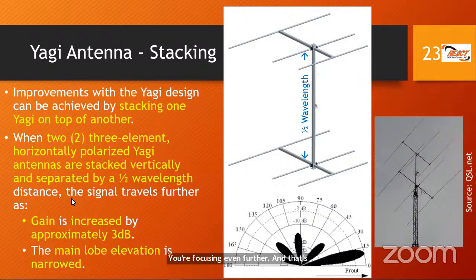And that's what the exam question here is about. When you stack two horizontally polarized Yagis vertically, and they're separated by half wavelength, you have a gain that will be increased by approximately 3 dB, and also the main lobe elevation is actually narrowed, right? Exam questions.